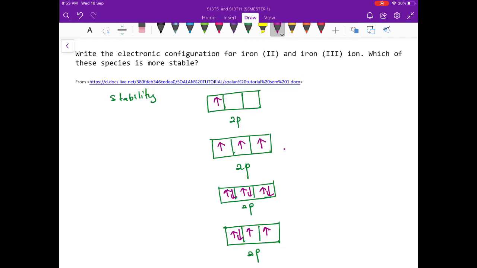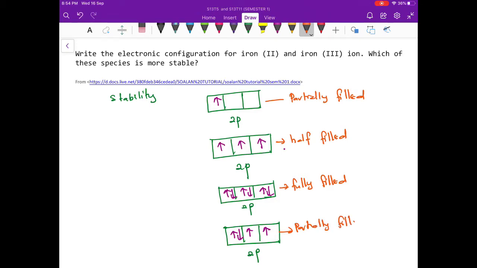So we have 3 types of electronic arrangement. The first one we call partially filled. The second one we call half filled, separuh penuh. The third one we call fully filled, and the fourth one we call partially filled. So partially filled can be filled with 1 electron or 2 electrons or more, which is 5 or 4 electrons. So that is partially filled.